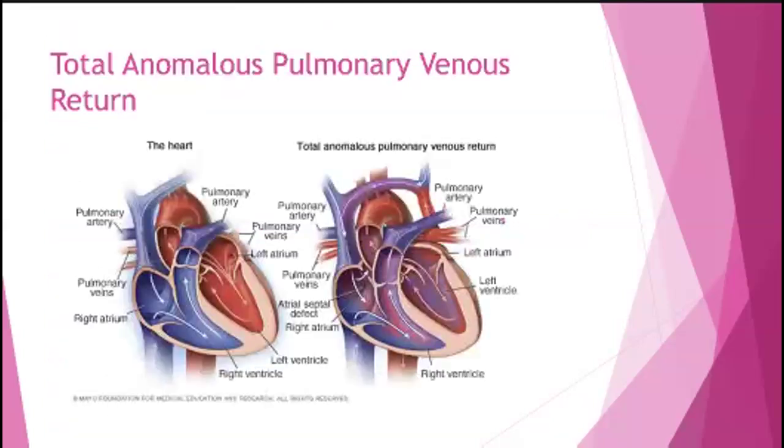Total anomalous pulmonary venous return. So the pulmonary veins connect abnormally to the right atrium or systemic veins. Oxygenated blood returns to the right side and mixes with the systemic venous blood. They need to have an ASD or a PFO for survival. Your clinical signs are going to be cyanosis, respiratory distress, and heart failure. Management is surgical repair in infancy and lifelong follow-up.